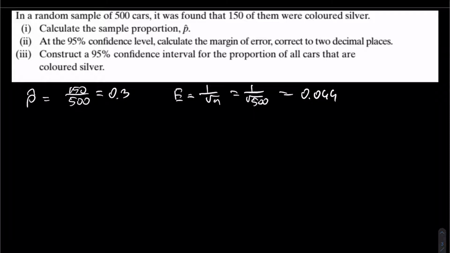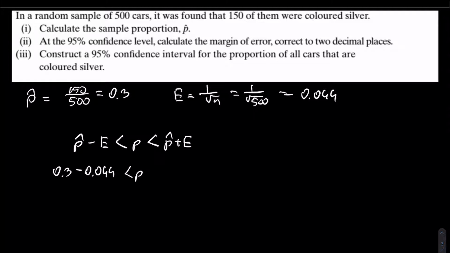Finally, we have to construct a 95% confidence interval for the proportion of all cars that are colored silver. So remember that for the population proportion, it's p hat minus E, which is less than the population proportion, which is less than the sample proportion plus the margin of error. Let's put the values in. 0.3 plus or minus 0.044: 0.3 minus 0.044 is less than the population proportion, which is less than 0.3 plus, again, 0.044.